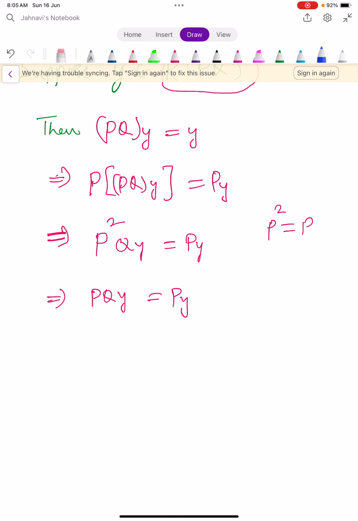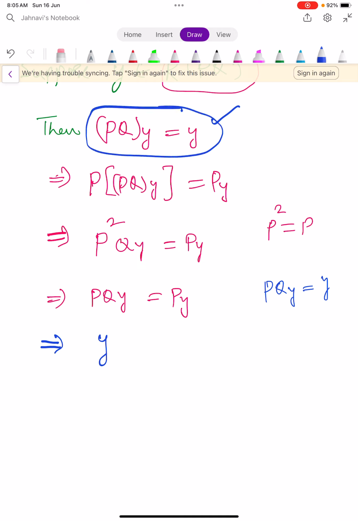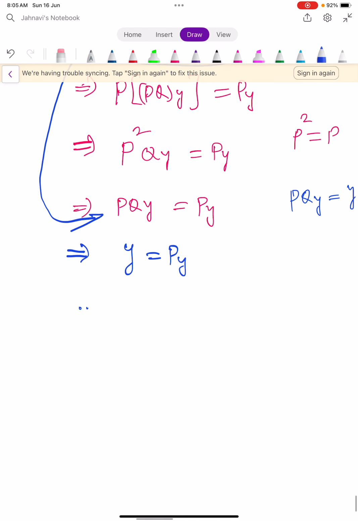But actually PQy is equal to y. So on the left side you replace PQy using this fact, PQy is equal to y. So y is equal to Py. Py is equal to y, it means this y belongs to the range of P.